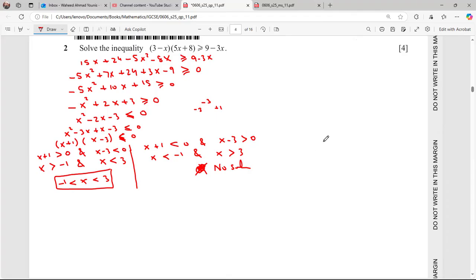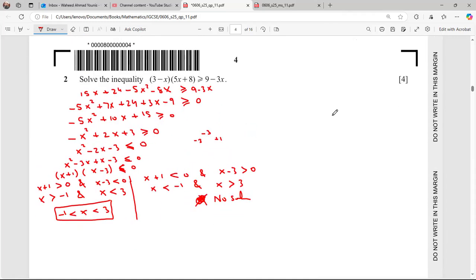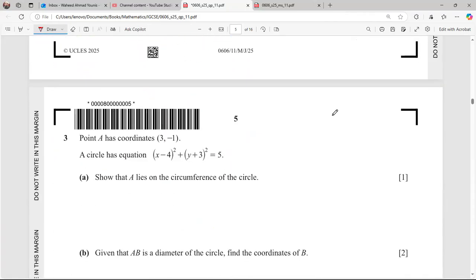Oh my goodness. I cannot show it here. Sorry, it's not working right now. Anyway, we solved this question and I hope it is very clear. Let's move on to question number 3.